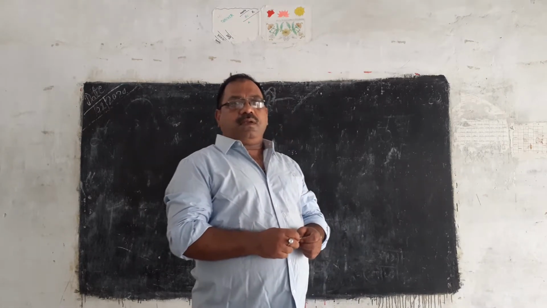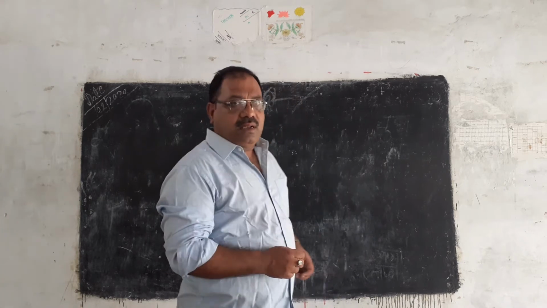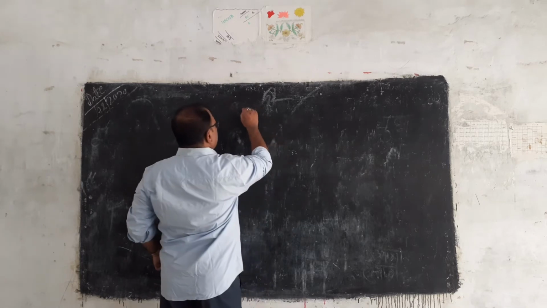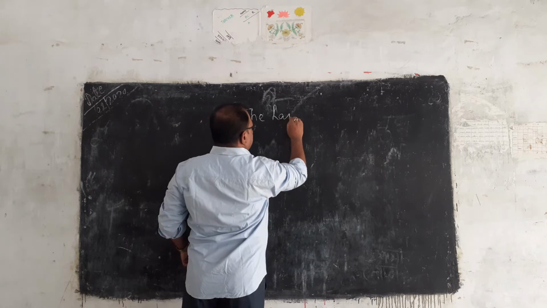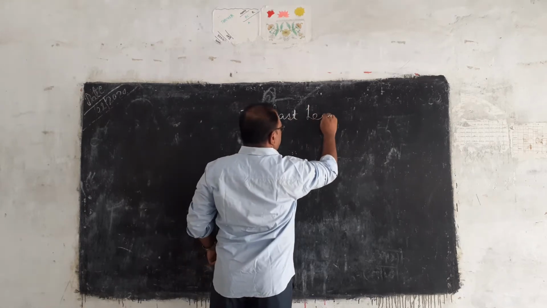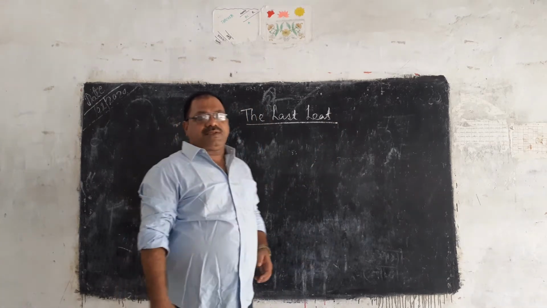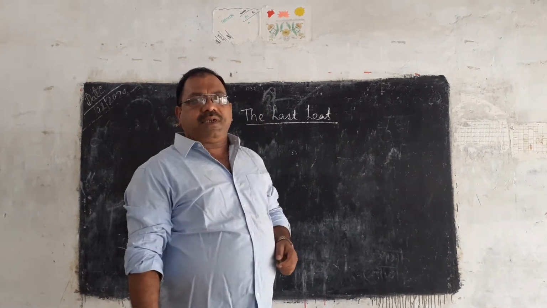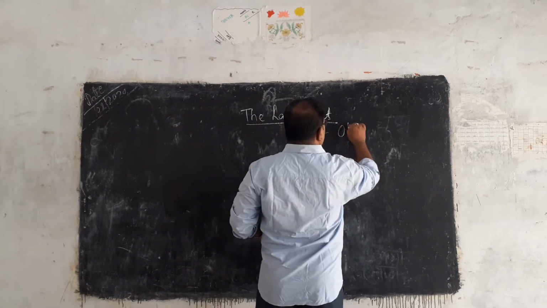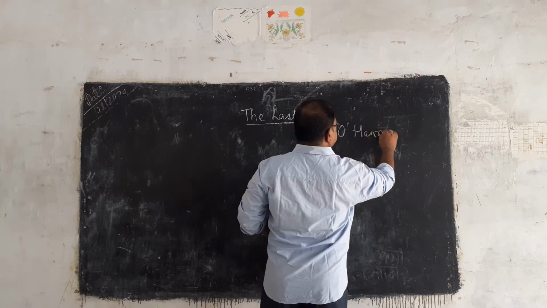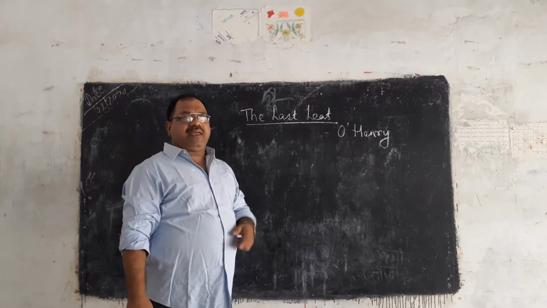Today I will discuss with you the story, The Last Leaf. It is a short story written by an American author, O. Henry. Now, O. Henry is the pen name of the author.